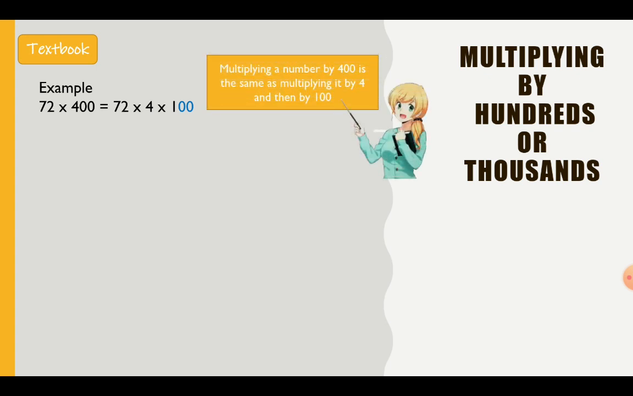Next is multiplying by hundreds or thousands. 72 times 400. So 72 times 4 times 100. Because multiplying a number by 400 is the same as multiplying by 4 and then by 100. So 72 times 4 equals 288. And then times 100, so we put 2 0 in the back of the number. So the answer is 28,800.